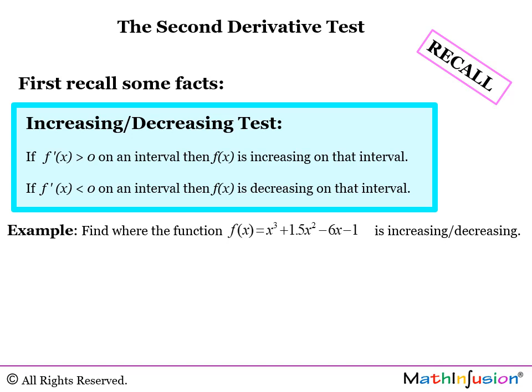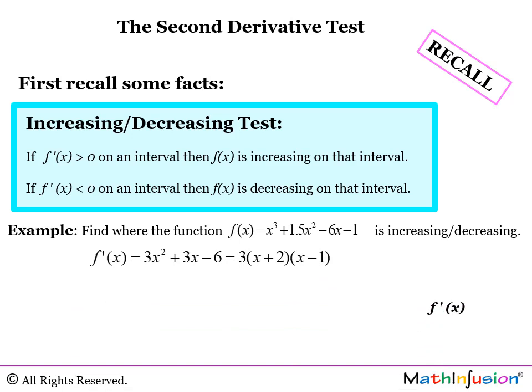Example: find where the function x cubed plus 1.5x squared minus 6x minus 1 is increasing or decreasing. We did this one, so I'm just recalling everything. We differentiated the function. We have two critical numbers. We have to plot them on the real line: x equals -2 and x equals 1.